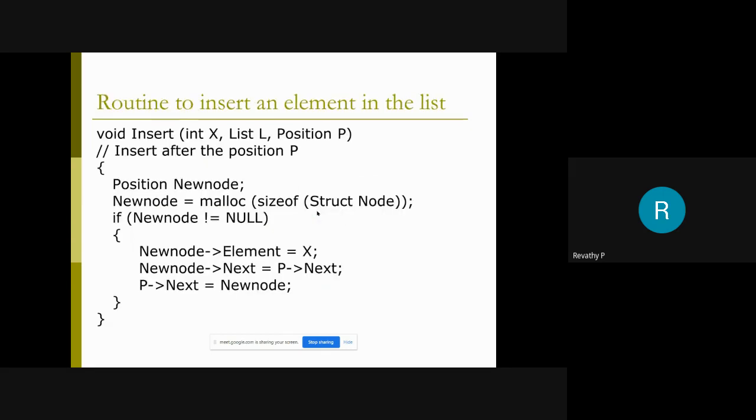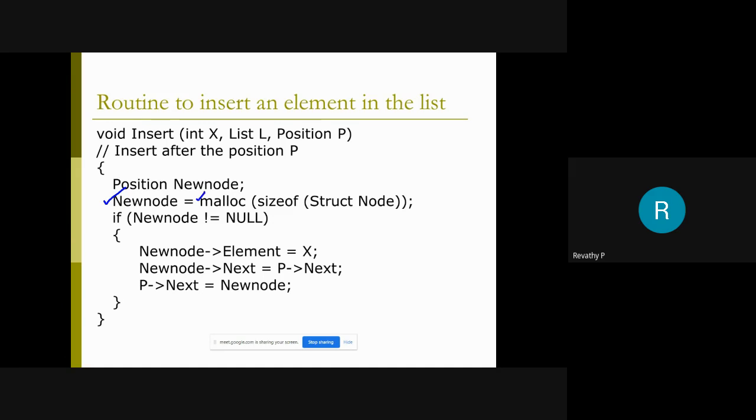So this is the code. Now we can find the code for inserting an element in the list. So we have created a memory space. So that is new node. That is what I mentioned in the earlier slide as NN. So the new node, we are creating a memory space.